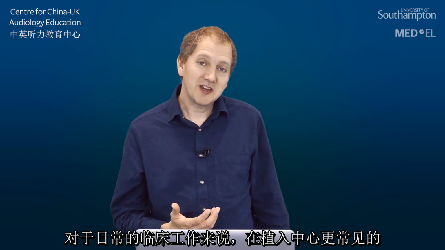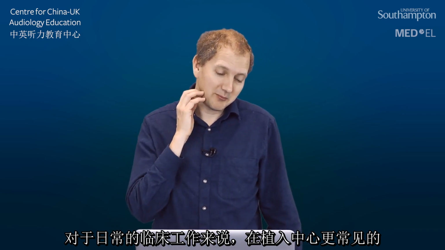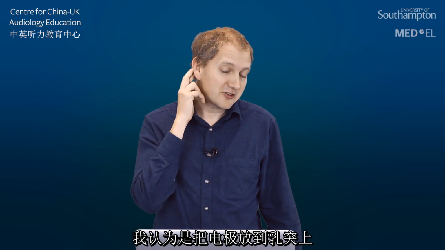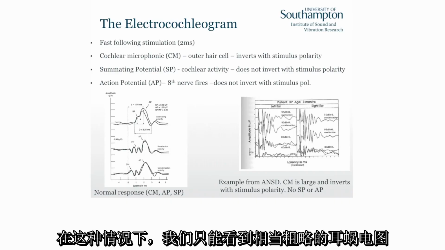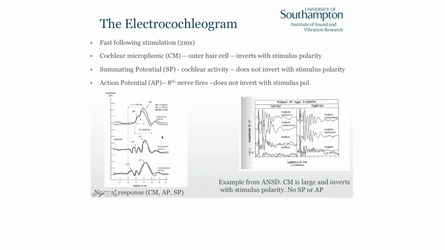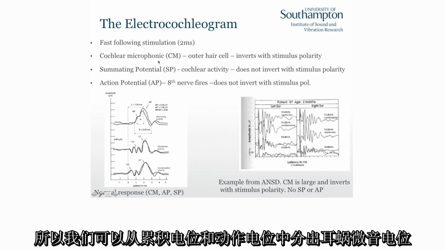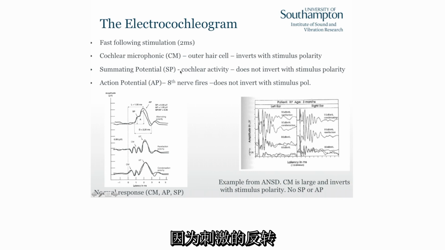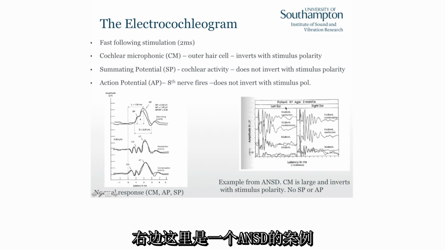So for routine clinical work, it's probably most common in implant centres, I think, to put the electrode onto the mastoid, in which case we only see quite a crude measurement of the electrocochleogram, which looks something like the wave 1 of the ABR. So we can separate out the cochlear microphonic from the summating potential and the action potential, because there's this inversion with the stimulus. On the right of this slide, we've got an example of a subject with ANSD.